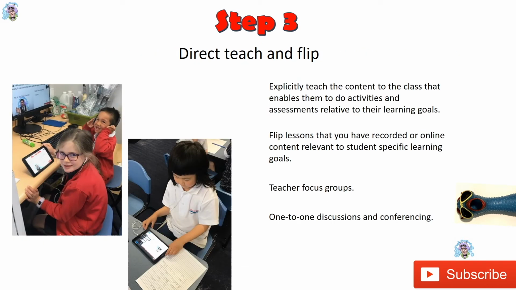Step number 3, direct, teach, and flip. In this part, I explicitly teach the content to the class that will enable them to do activities and assessments relative to their individual and class learning goals. I'll then also flip lessons that I've recorded online that aim to help the student learn their specific learning goal. I then also set up teacher focus groups where I would pick maybe 5 students that have the same learning goal and sit down and talk about that content, and I'll teach that to them. And then I'd have, of course, one-to-one discussions and conferencing about the students' work and how they're going and how they can improve.